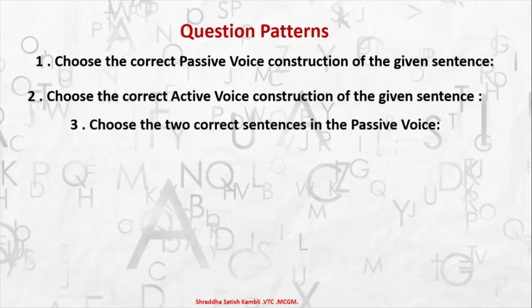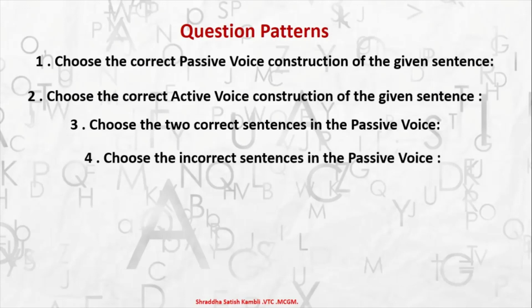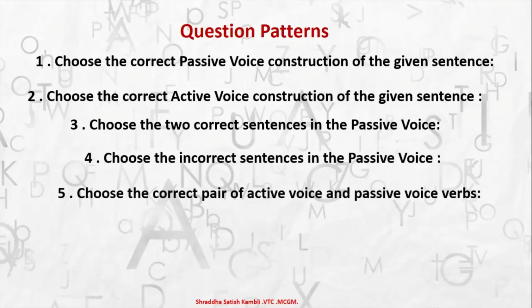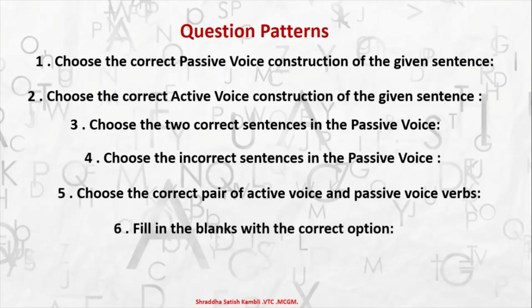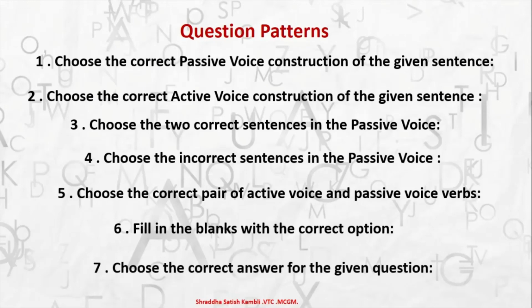Then choose the 2 correct sentences in passive voice. So you have to make 2 choices over here. Then we have choose the incorrect sentences in passive voice. Then you have choose the correct pair of active voice and passive voice verbs. Pattern 6 says fill in the blanks with the correct option. Easy pattern. And finally, pattern 7 says choose the correct answer for the given question. So these are the 7 types of questions which can be asked of you based on the chapter voice.